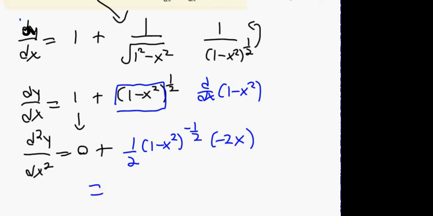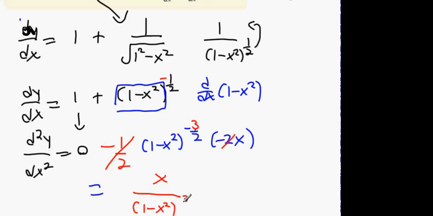Sorry, the half cancels with the 2. No, but you know when you bring it up. Oh, it's minus a half in the first place. Sorry, lads. It was minus a half in the first place, so it means it's minus a half, and that is going to be the power of 3 over 2, and it's still 2x there. So minus 2x by minus a half is going to be x divided by 1 minus x squared to the power of 3 over 2.